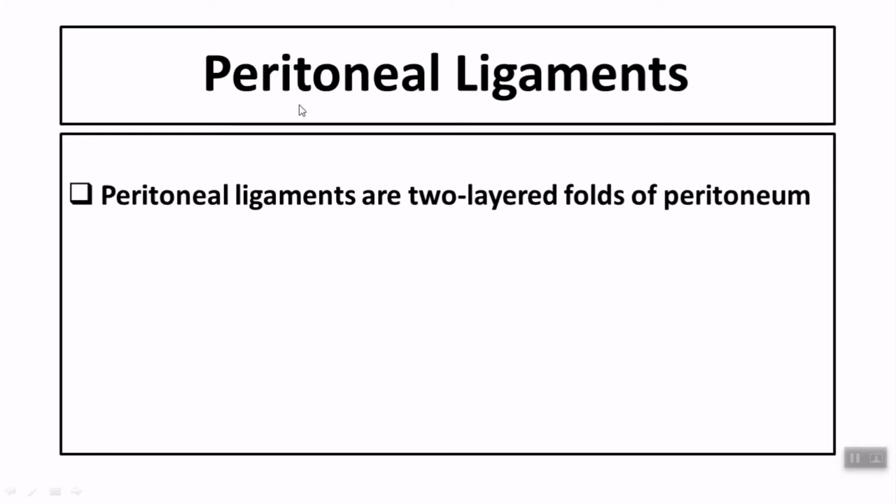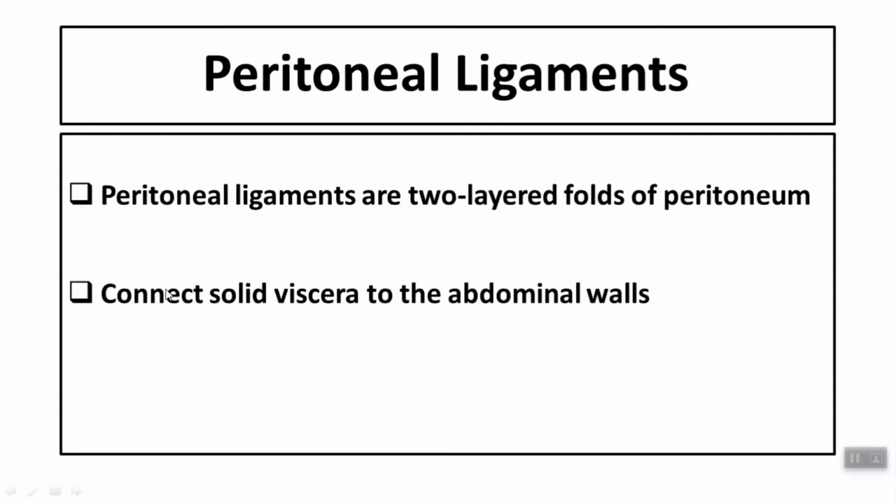Peritoneal ligaments are two-layered folds of peritoneum. They connect solid viscera to the abdominal walls. From its name, because it is a ligament, it will connect a solid viscus to the abdominal walls.